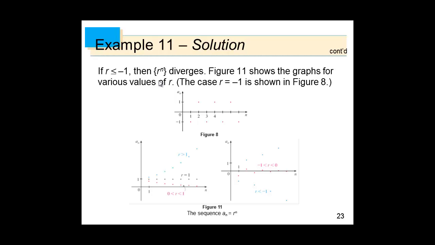Everybody's okay? So let's recap. When is it convergent? It's convergent when r is strictly bigger than -1, all the way up to and including 1.